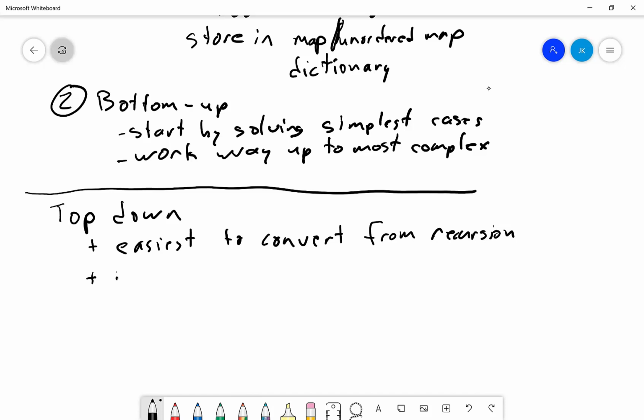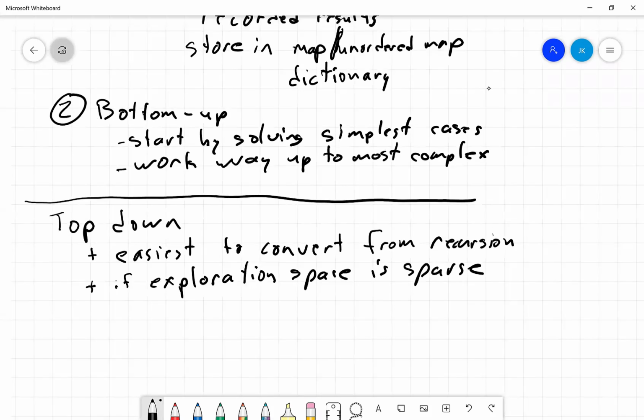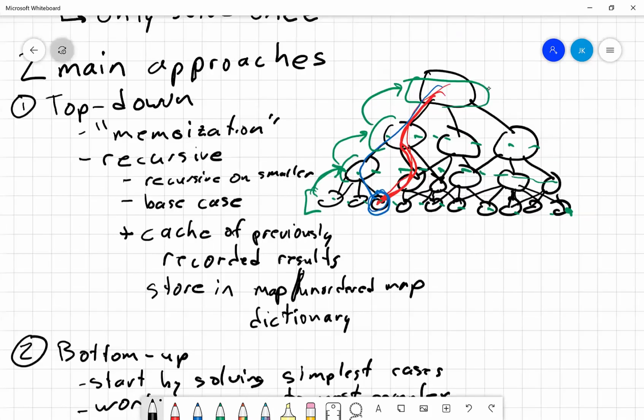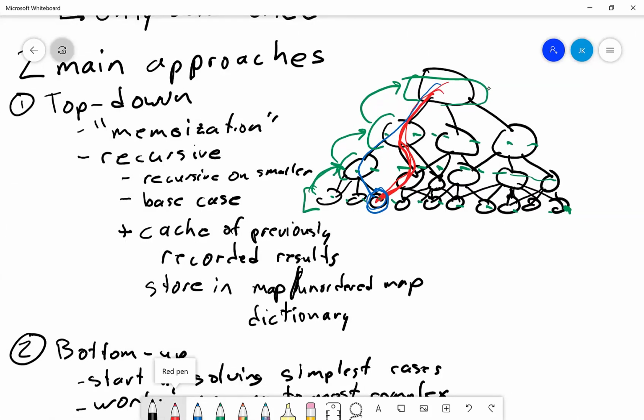The other thing is if the exploration space is sparse. If that's the case, then this is also a very good method because it means that you don't have to necessarily compute everything along the way. If I go back up to this diagram up here, and I'll use red as an example. Perhaps I explore this red route that I showed before, and on my next path through, I explore this route right over here. And on my next path through, I explore this route right here.